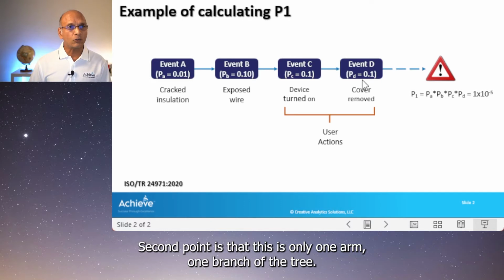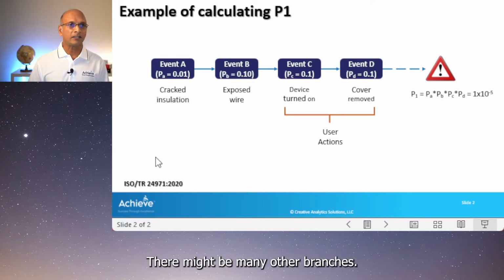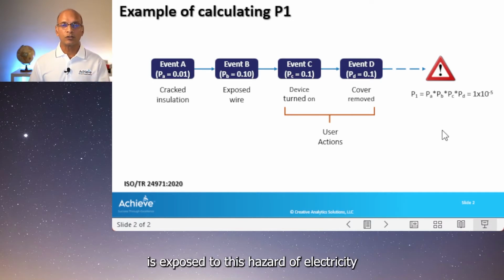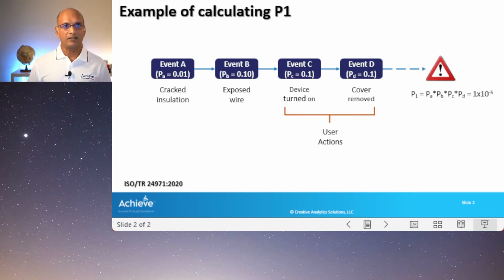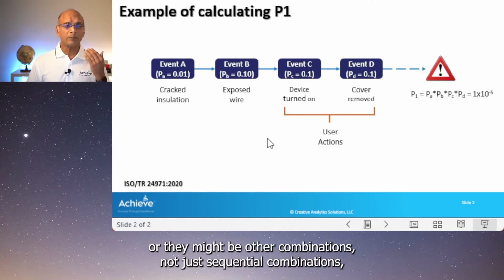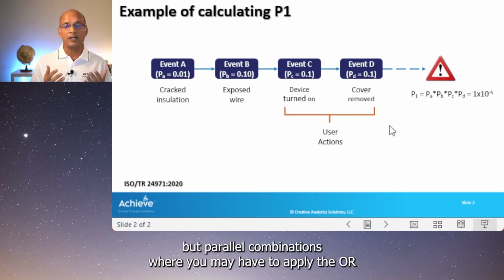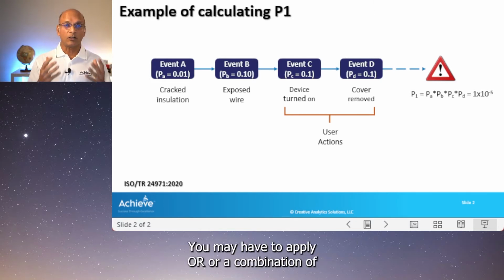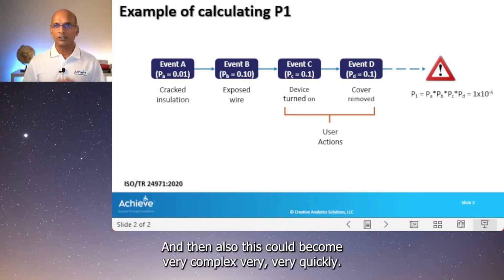Second point is that this is only one arm, one branch of the tree. There might be many other branches. So this P1, when the user is exposed to this hazard of electricity after the cover is removed, could be a combination of many other events. So this 1 into 10 to the minus 5 may be a little bit higher than that. Or there might be other combinations, not just sequential combinations, but parallel combinations where you may have to apply the OR rule, not just the AND rule of probability calculation. You may have to apply a combination of AND and OR. So this could become very complex very quickly, right?